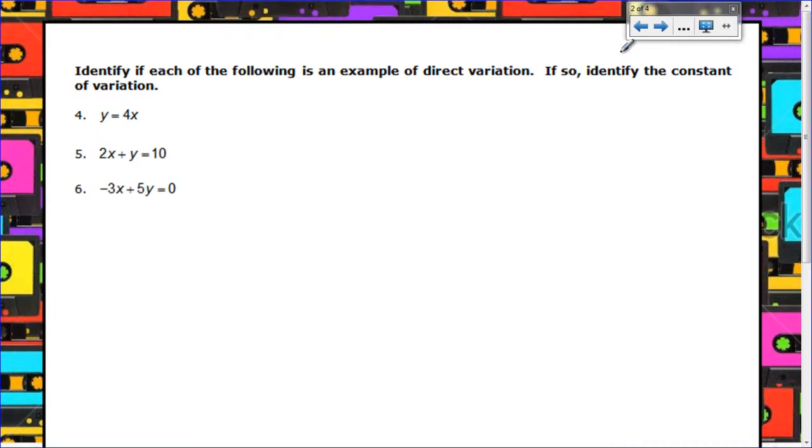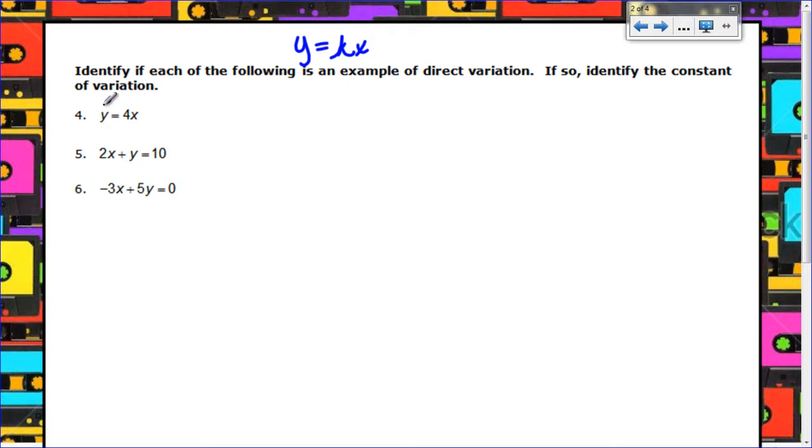Alright, so numbers 4 through 6 just want us to determine whether or not it's an example of direct variation, and if it is, to find out what k is. So remember, the equation is y is equal to kx. So it has to be a number times x with nothing added or subtracted.